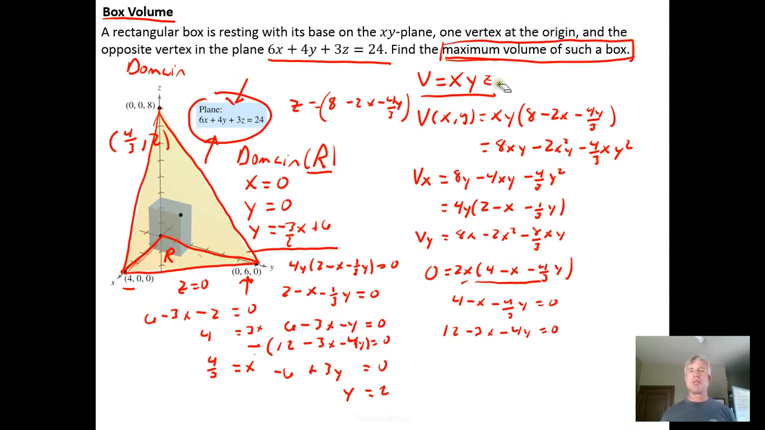So really all I need to do at that point is go to my function of two variables right here and plug in my values for x and y. So V of 4/3, 2, and you just plug stuff in and then simplify. So 4/3 times 2 parentheses 8 minus 2 times the 4/3 minus 4/3 times the y, and then we simplify this. So you know how to simplify as well as I do, so dot dot dot right there.